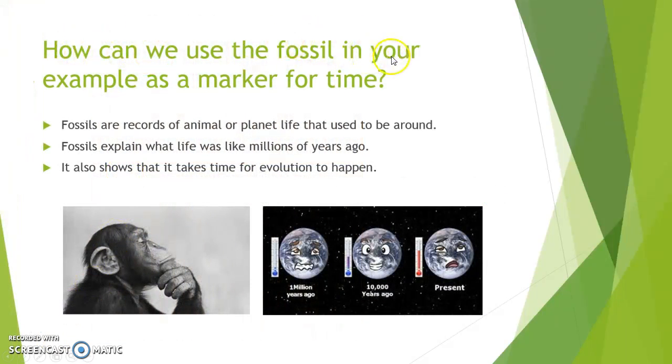How can we use the fossils in your example as a marker for time? Well, fossils are records of animal or plant life that used to be around. Fossils explain what life was like millions of years ago. It also shows that it takes time for evolution to happen.